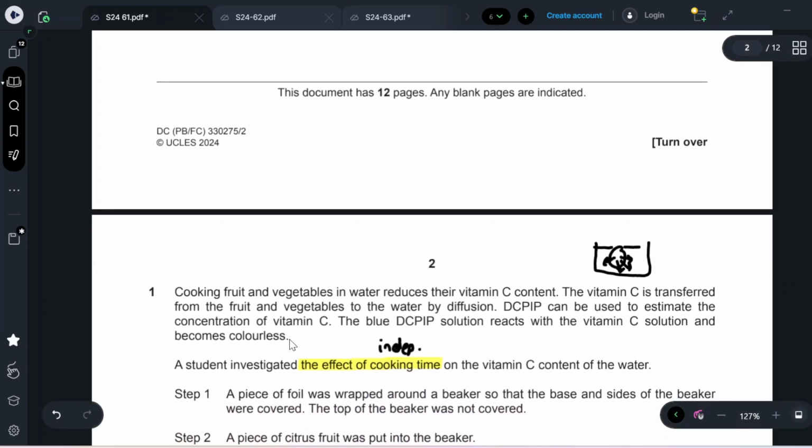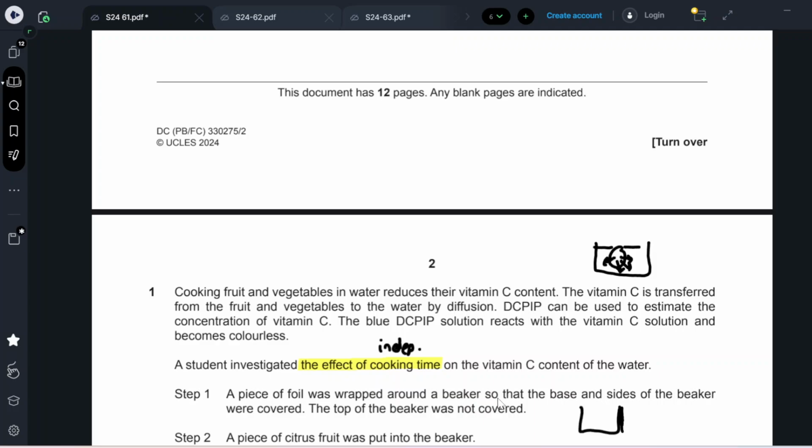Okay, step number 1. A piece of foil was wrapped around the beaker. I got a beaker and I covered it with foil from the base and from the sides. I only left the top not covered. Why do we put foil? The foil on the beaker from the outside is always for insulation, so it doesn't lose the heat.